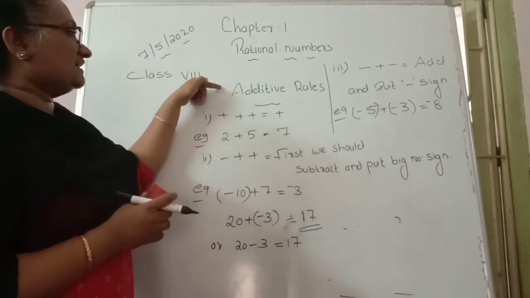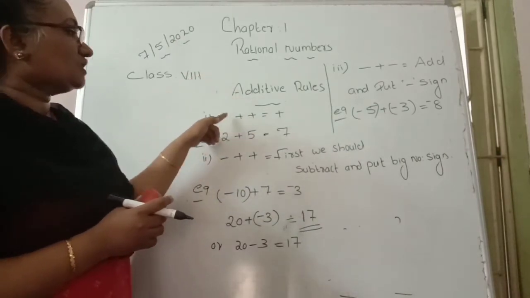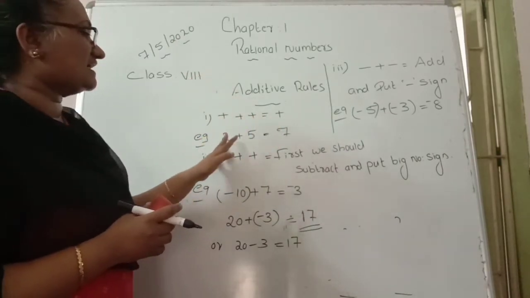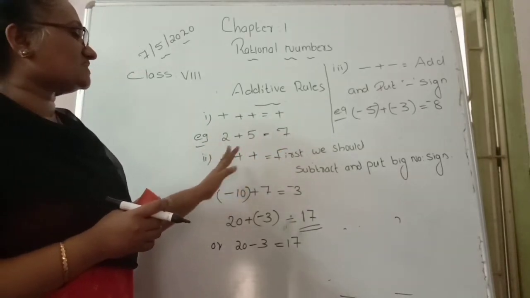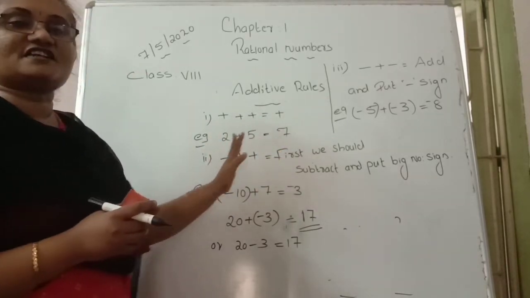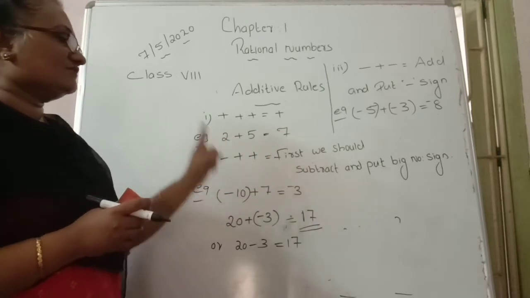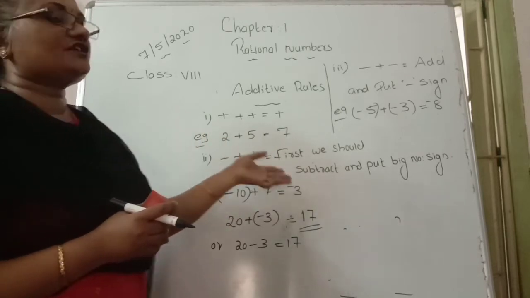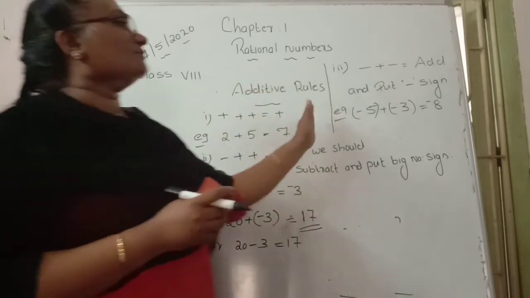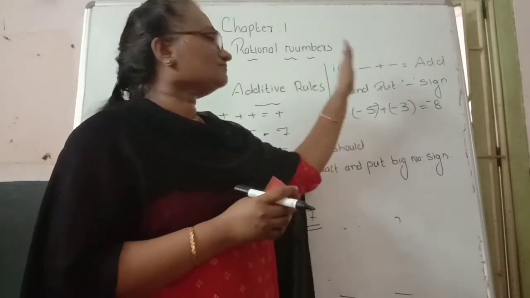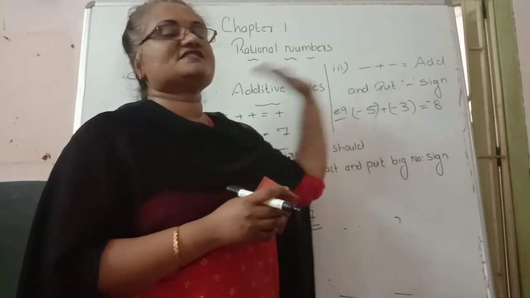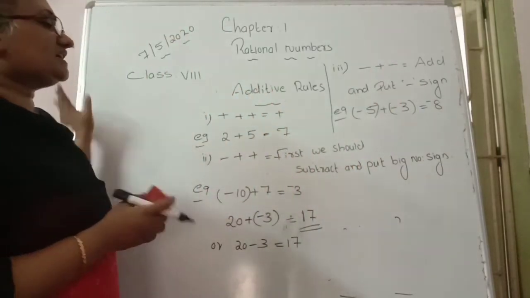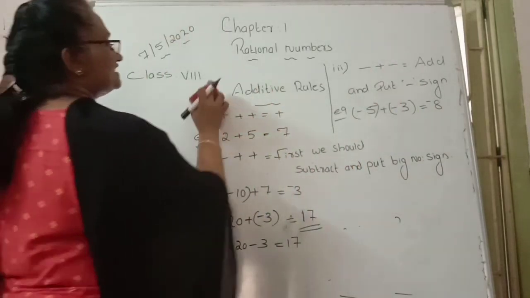So your addition rules say that when two positive numbers come, add and put a positive answer. Opposite sides means one is negative, the other is positive, so what we want to do is subtract and put the bigger number's sign. Then when both are negative, first we add and put the same symbol, that means we keep the minus symbol in the answer place. This is our addition rule.